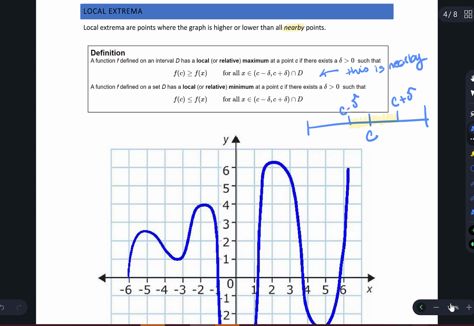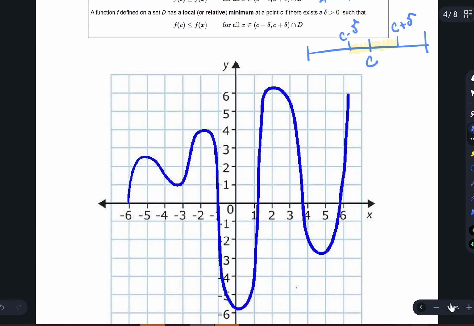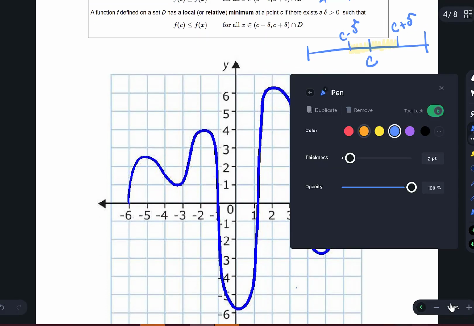And we don't define a number for delta because delta could be big or it could be really small. And so let's look at an example here to see what we could mean by that.